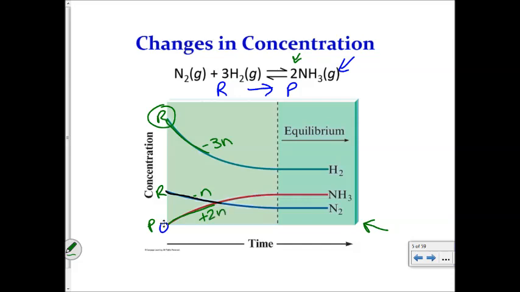Why did I put the n's up there? What do the n's mean? What's n a symbol of? Moles. So really looking at the steepness of the slopes, you can kind of tell the molar relationship going on between the reactants and the products here.